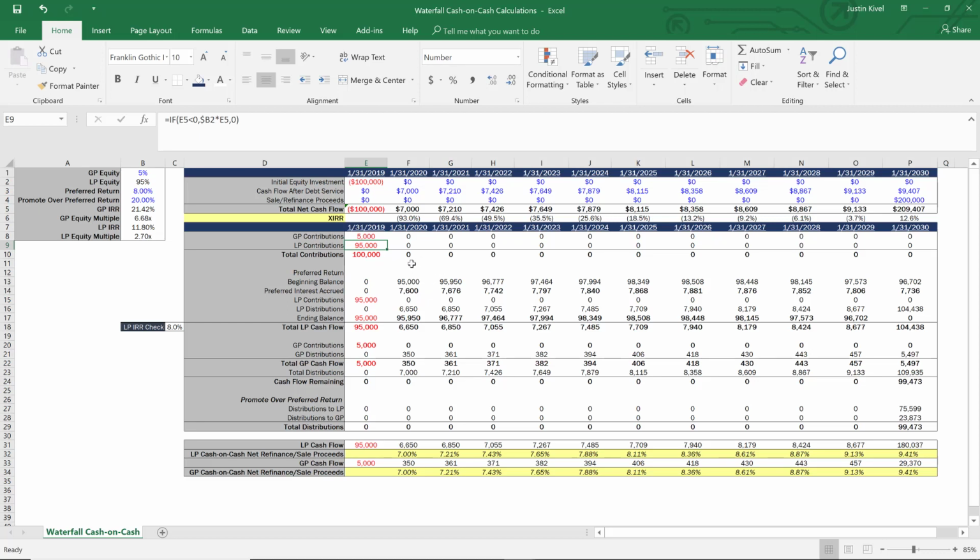The reason is that if we go down here to the preferred return calculation, you'll see that we have a beginning balance of $95,000 for this LP. So we have to pay that LP back the full $95,000. Then we have a preferred interest accrued of $7,600. On top of that, we distribute $6,650, because we distribute 95% of this $7,000, and our ending balance is $95,950. If we have any sort of ending balance here, we're not going to take a disproportionate share of the profits, because we haven't hit that preferred return target yet.